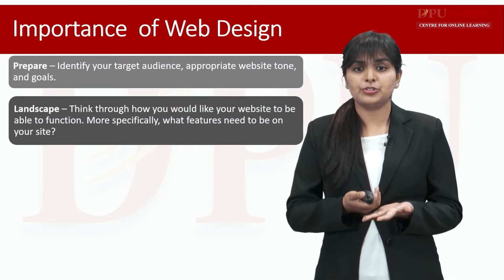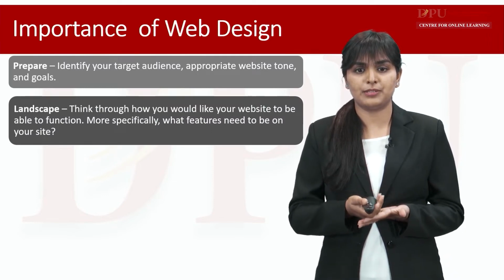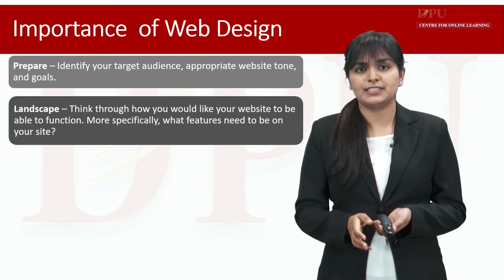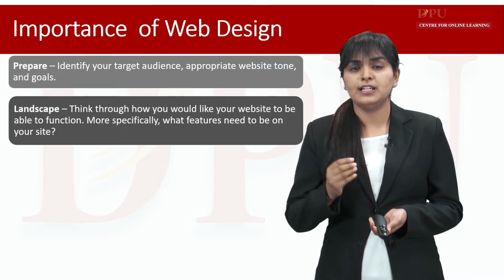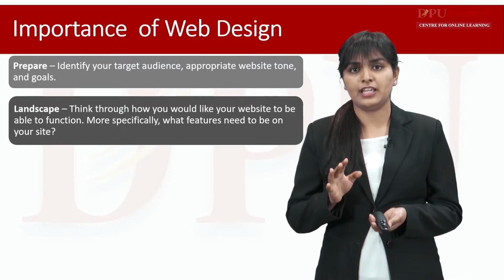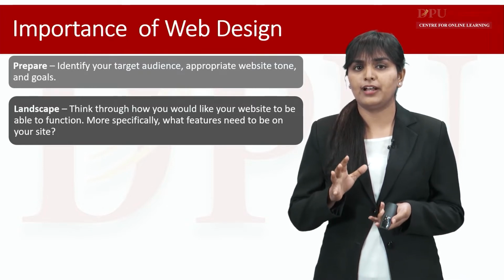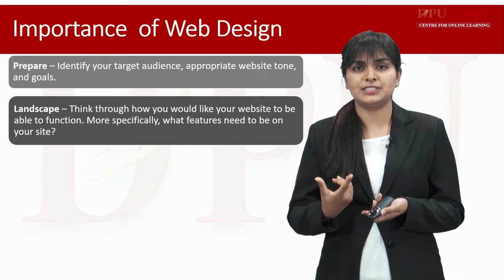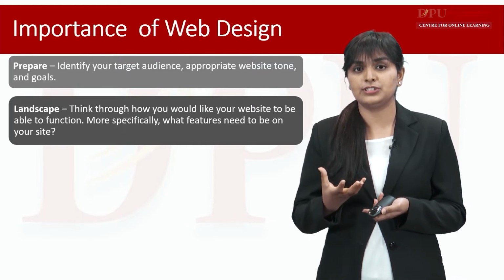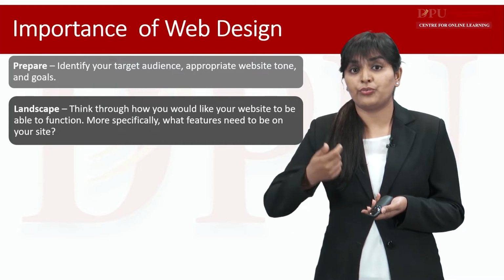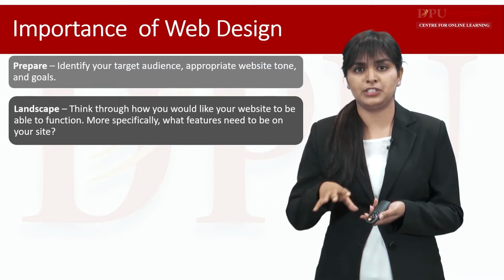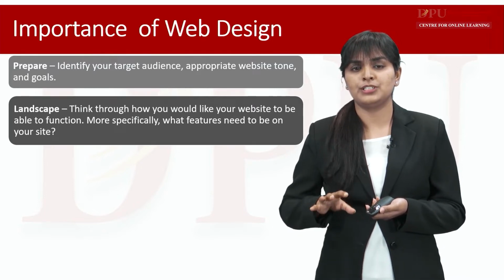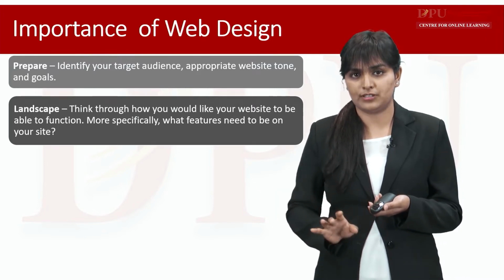Landscape. Think through how you would like your website to function. More specifically, what features you want in your site. For example, if I am someone who is listing furniture, I am a person who has a shop locally in the city where I am selling furniture built exclusively out of the wood that is available only in that particular region, and I am promoting that, right? And my target audience is confined to my local surroundings.